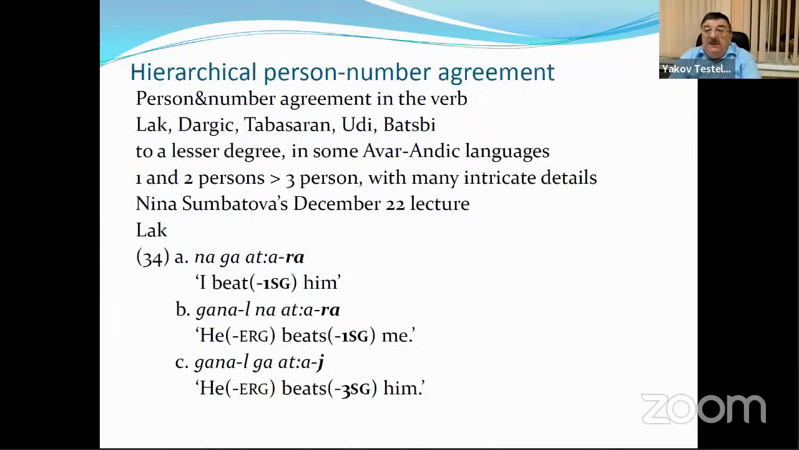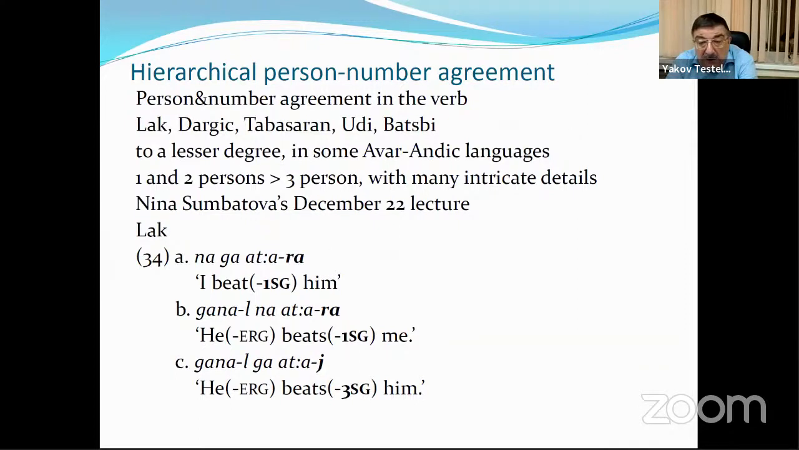There is hierarchical person number agreement in the verb. It occurs in Lak, Dagic languages, Tabassaran, Udi, and Batsbi, and to a lesser degree in some of the Andic languages. It's roughly hierarchical. So first and second persons are higher than the third person, with many intricate details. It will be the topic of Nina Sumbatova's next lecture.